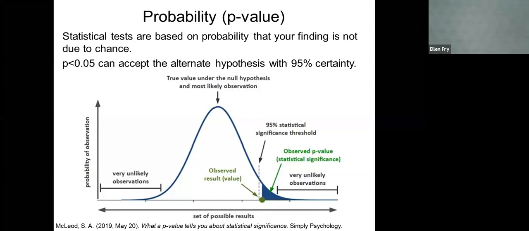If you get a p-value of 0.01 or less, you can be 99% sure your result is not due to chance. So there is a big difference between your treatment and your control. We call this highly statistically significant.